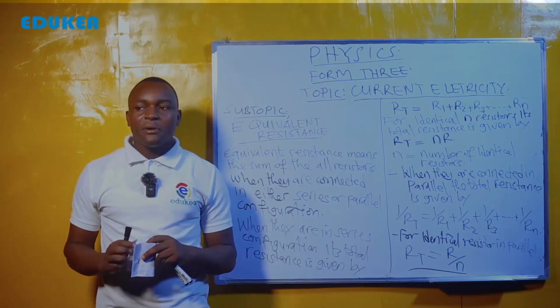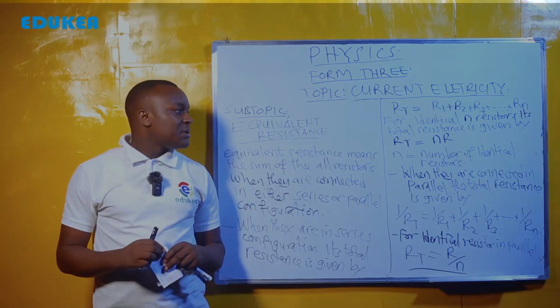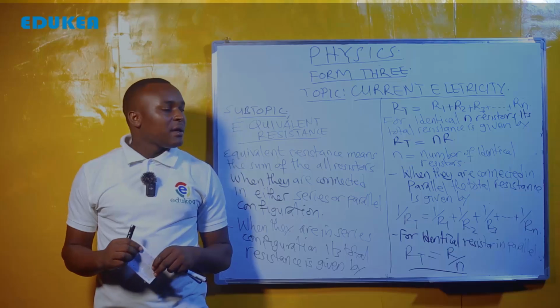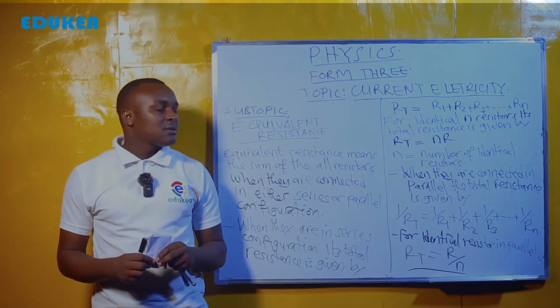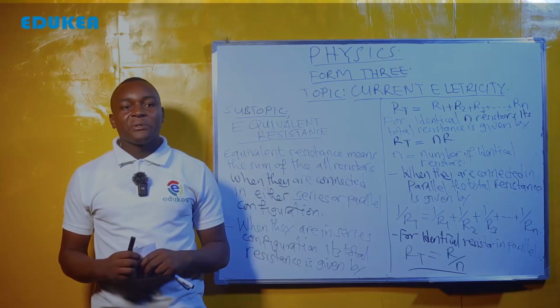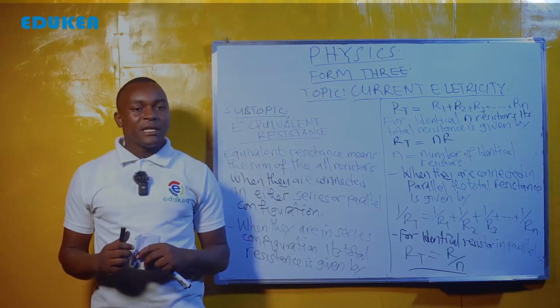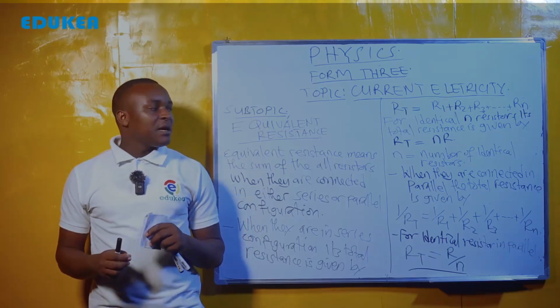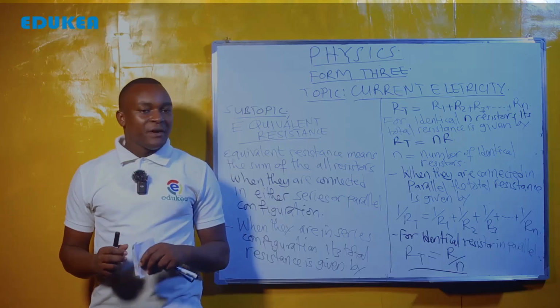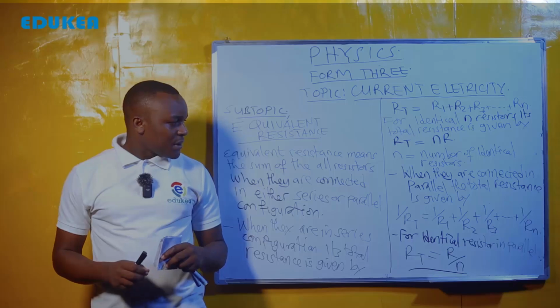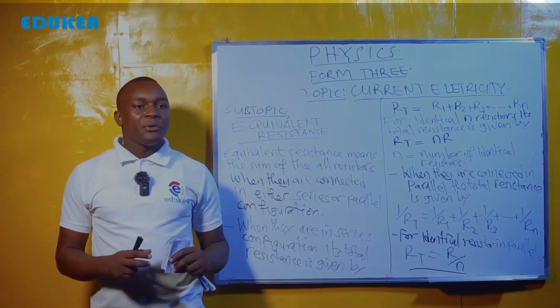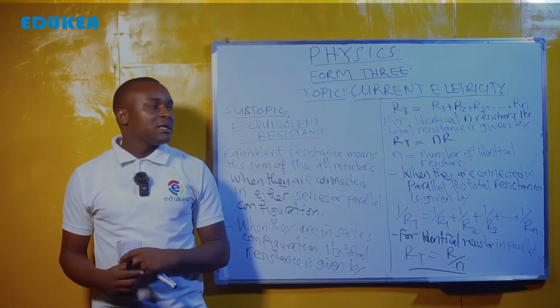But when you are given identical resistors, you can calculate the total resistance, or equivalent resistance, by taking the number of identical resistors, which is represented by the letter N, then you multiply by the value of the resistance you are given. So that is how you can calculate resistance when they are connected in series.